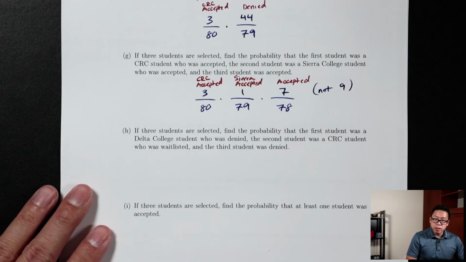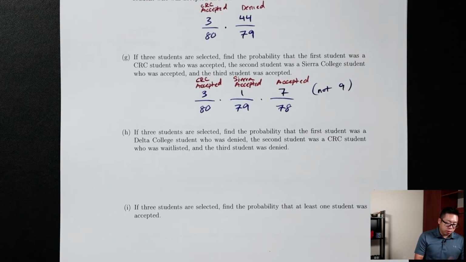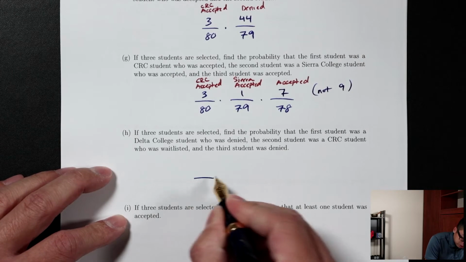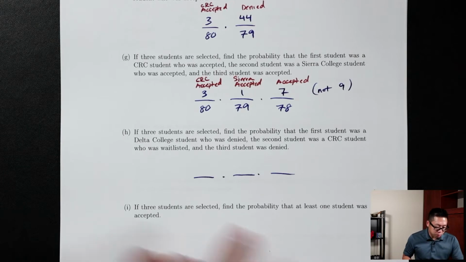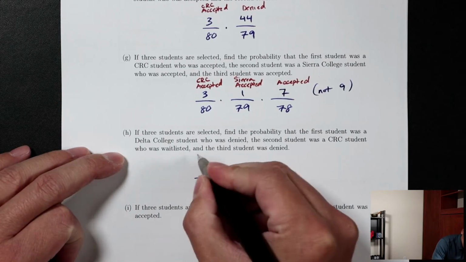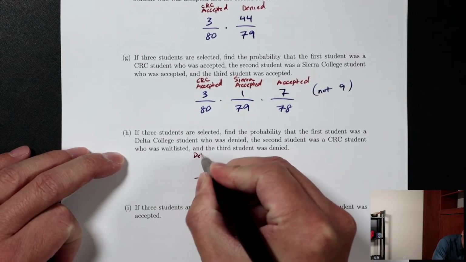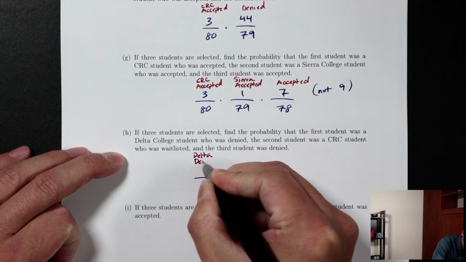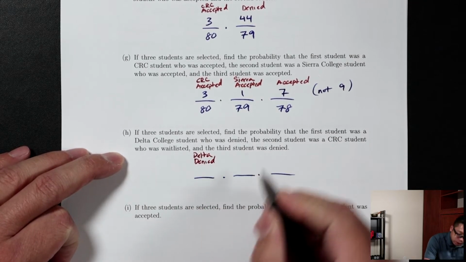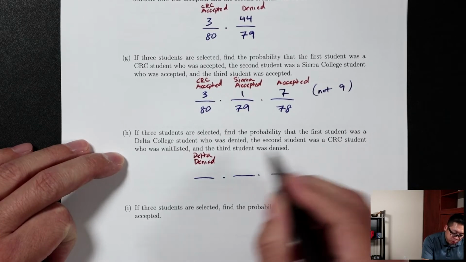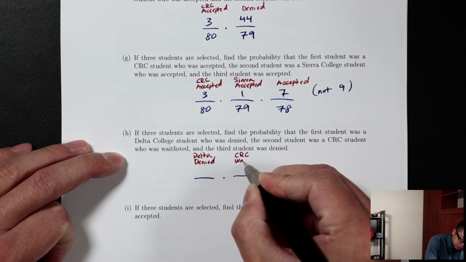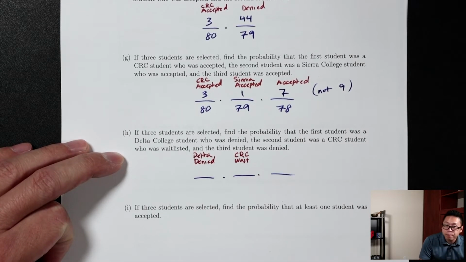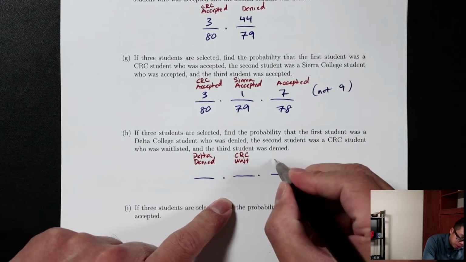Part H, if 3 students are selected, so 3 students, 3 fractions, find the probability that the first student was a Delta College student who was denied. So the first student is Delta denied. The second student was a CRC student who was waitlisted. So the second one is CRC waitlisted. I'll just write wait. Third student denied.